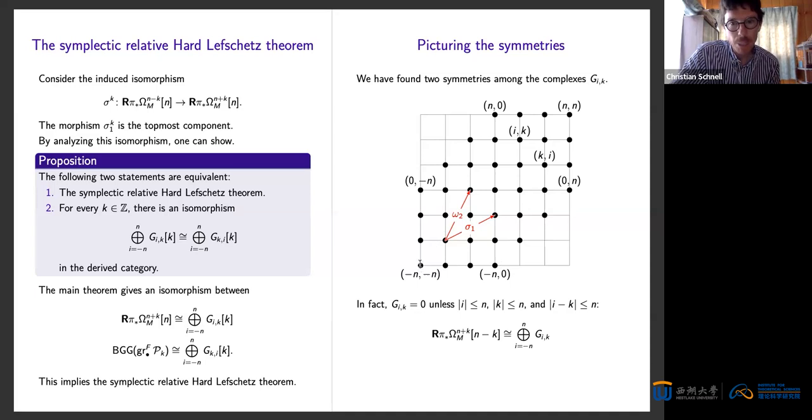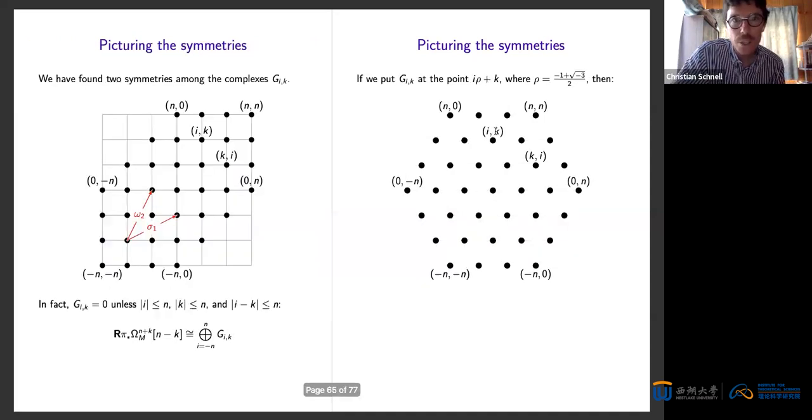But it would be much more natural if I distort the grid slightly and make it look like a hexagon. So actually, if I put my complex G_{ik} not at the point (i, k), but at the point i times a third root of unity plus k, then these things naturally form a hexagon. And the three constraints really are just the three opposite sides of the hexagon. And then my two red arrows also become much easier to visualize.